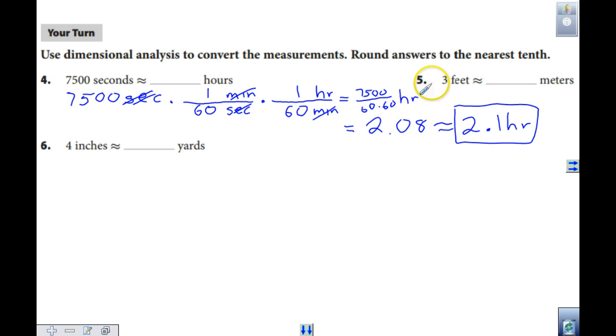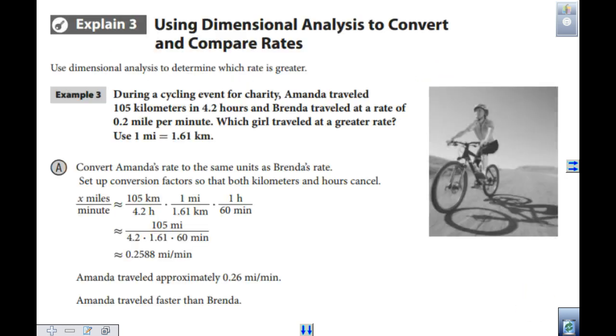We can do a few more. Okay, here's a good unit conversion right here. 1 mile is 1.61 kilometers. So we might have to convert to see how fast they're going.